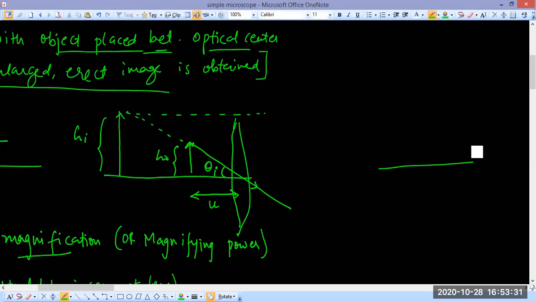Suppose you are watching the same object, right? So this is the same object whose height is HO. But because there is something called near point. Does everyone know this? Have you heard the name near point? Anyone? Do you know what is near point?